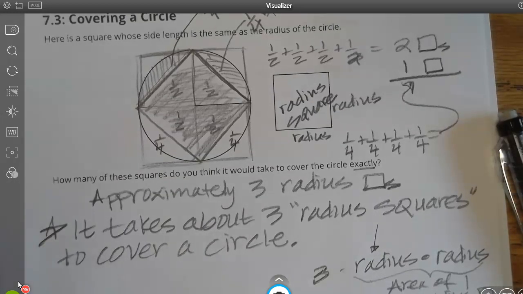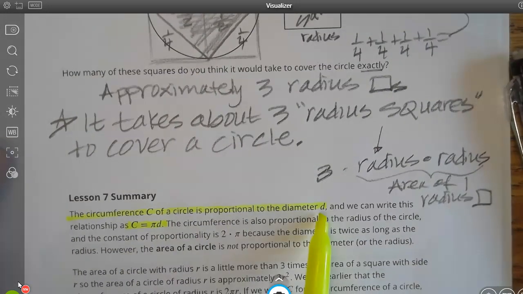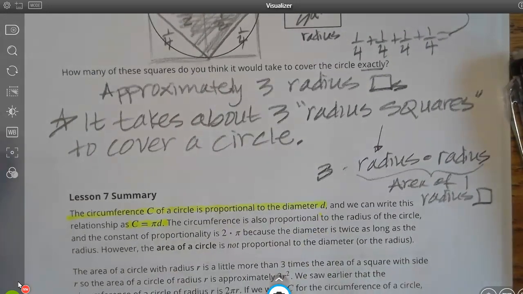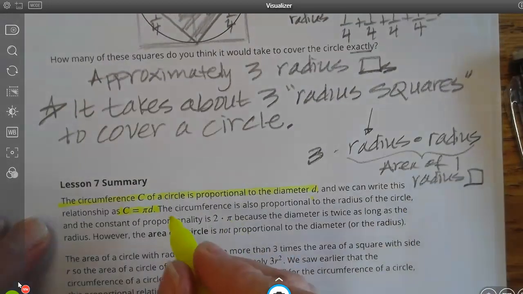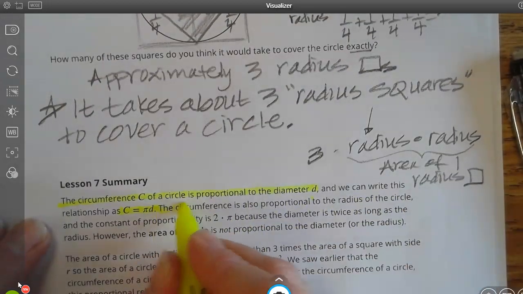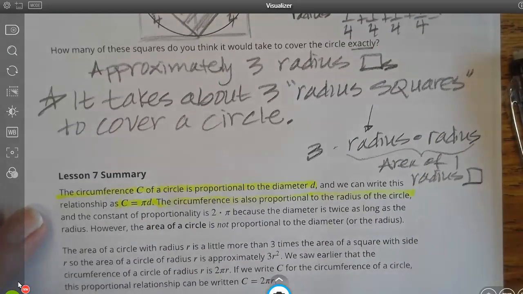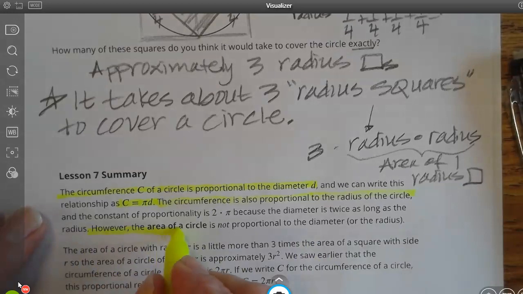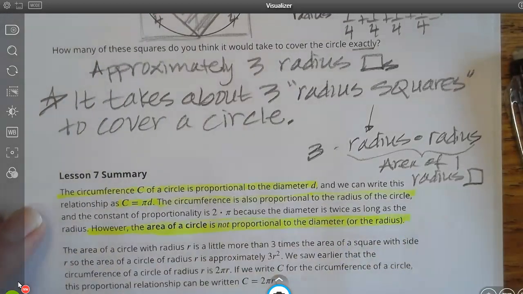So we use C equals pi d. Circumference C of a circle is proportional to its diameter. And we saw that back in lesson 3. The circumference is also proportional to the radius of a circle because 2 radiuses make a diameter. However, and here's the biggie, the area of a circle is not proportional to its diameter or radius.